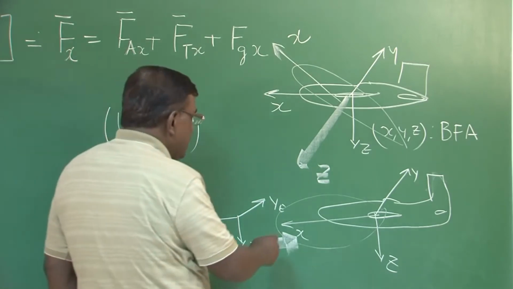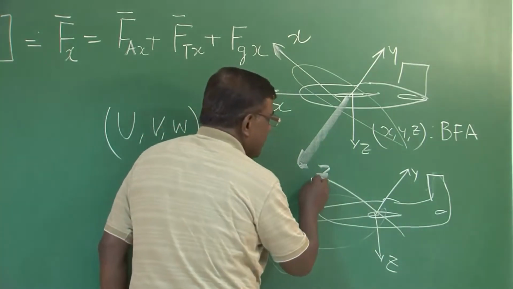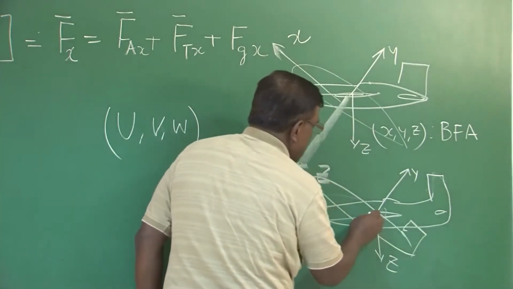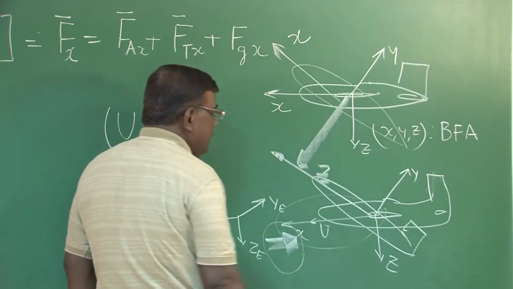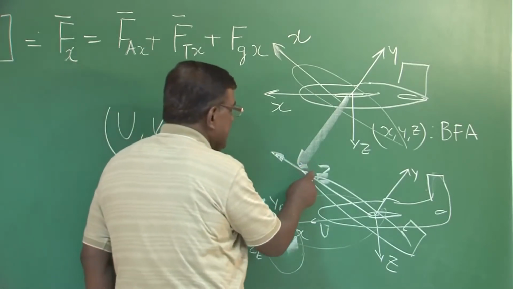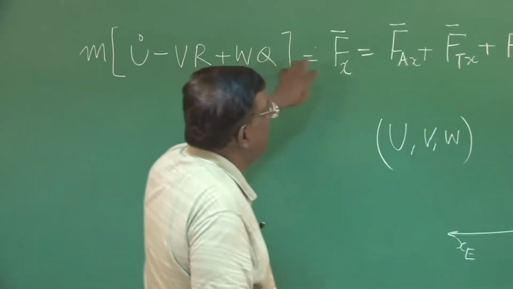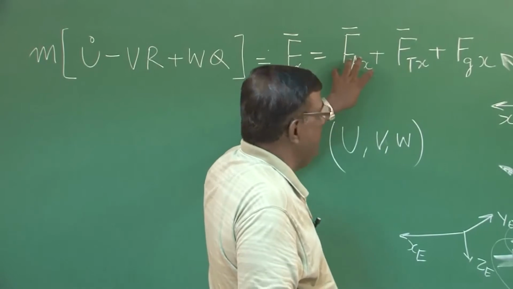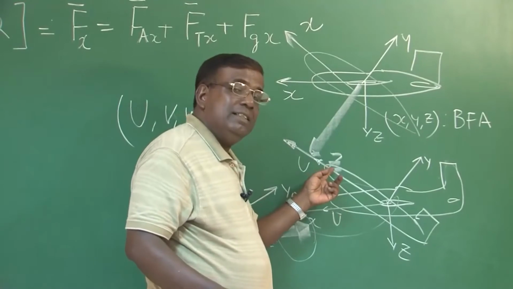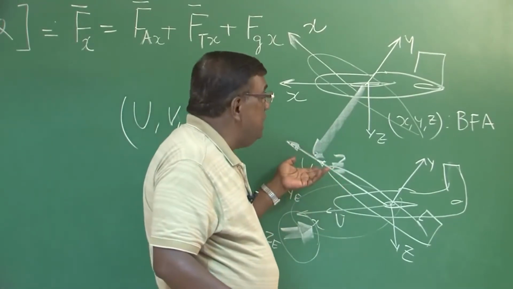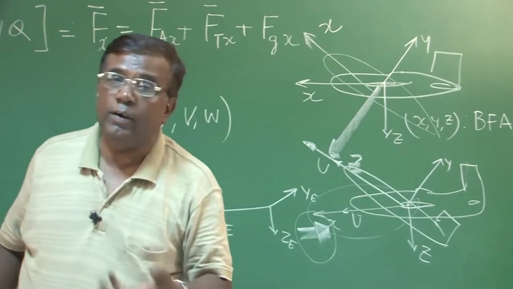But if we don't change this and the body changes its orientation, then earlier u was this one, now u will be along the local x direction, so this will be u. So if I want to write m u dot, then F aerodynamic x will be the component of this force along this direction. So it will change. How will it change? It will change depending upon the orientation of the body fixed x, y, z axis.